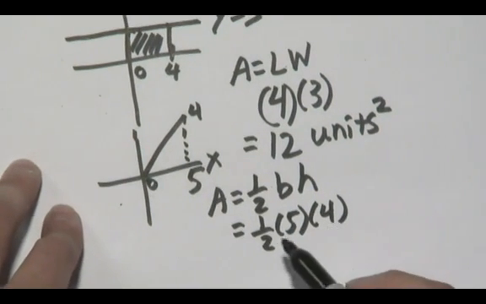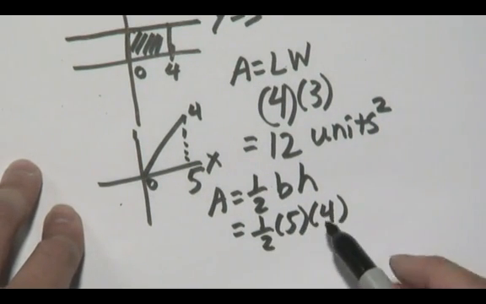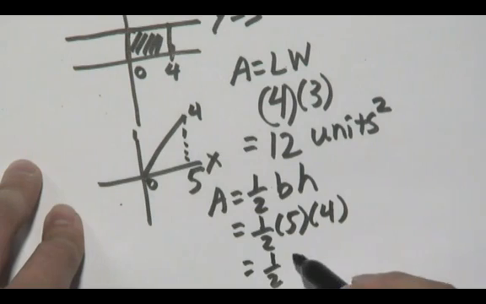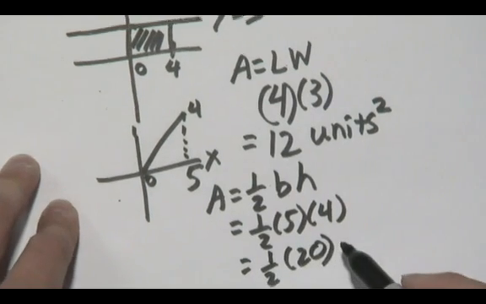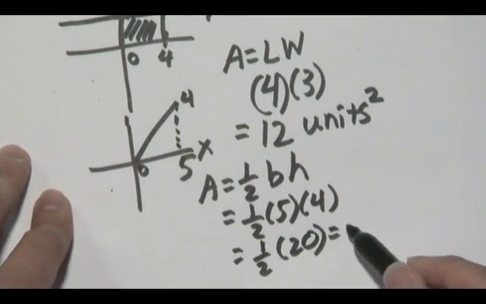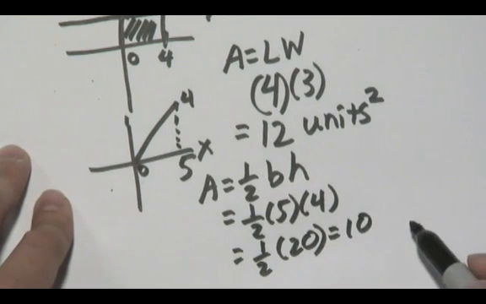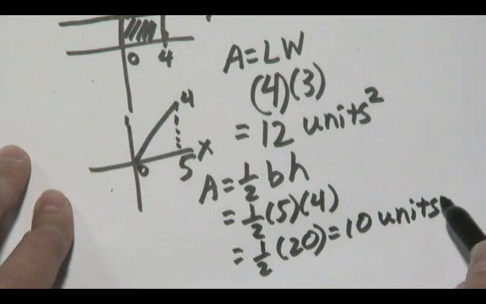What you want to do is simply find out what 5 times 4 is, which, as you know, is 20. And of course, half of 20 is going to give you 10. Again, since we did not specify the units here, we'll simply call this units. But because it's area, a two-dimensional measurement, it's 10 units squared.